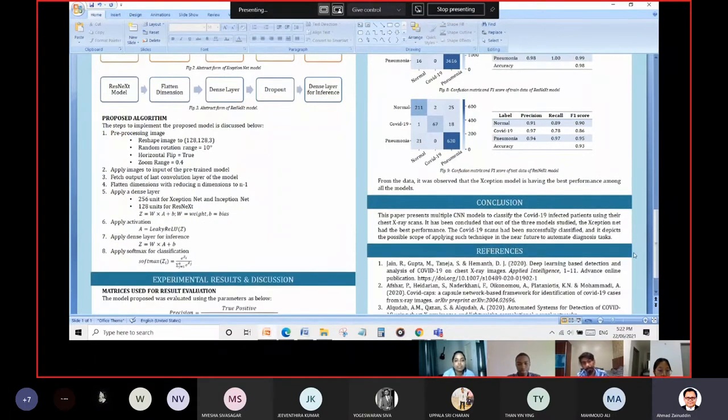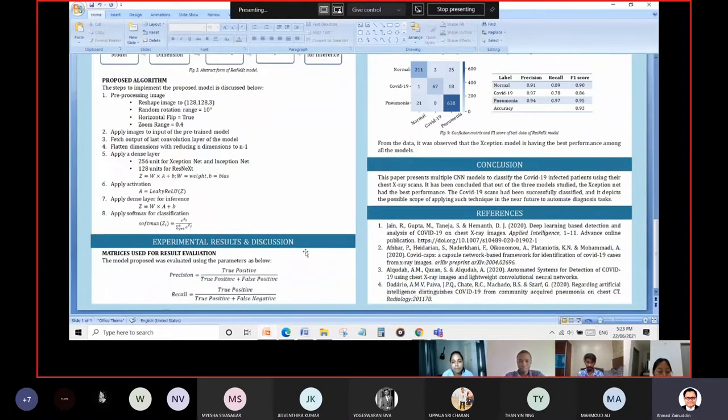The proposed algorithm. In order to implement the proposed model, these steps have to be followed. First is pre-processing the image, which is reshaping the image to 128 by 128 with a random rotation of 10 degrees and horizontal flip, as well as a zoom rate of 0.4. Next, apply images to the input of the pre-trained model and fetch the output of the last convolution layer of the model. Next, flatten dimensions from n to n minus 1. Number 5, apply a dense layer of 256 units for the Xception net and Inception net and 128 units for the ResNeXt. Next, apply activation. Next, apply a dense layer for inference. And lastly, apply softmax for classification.